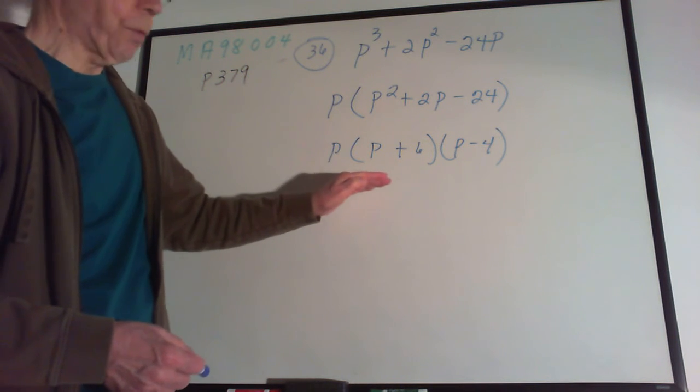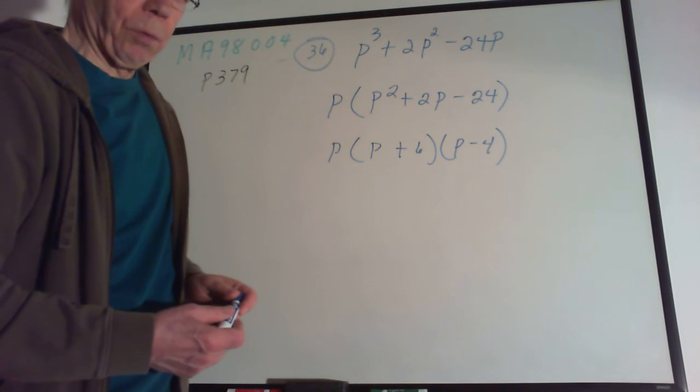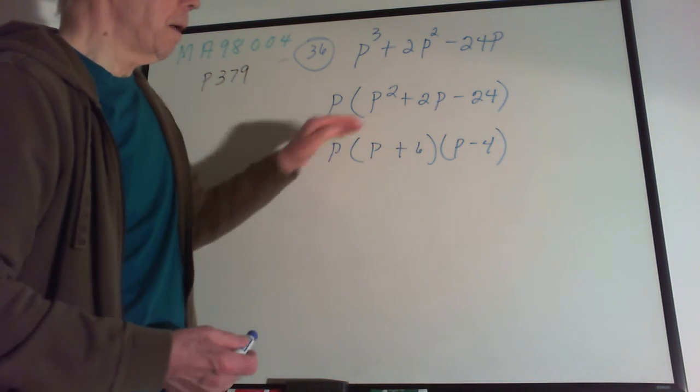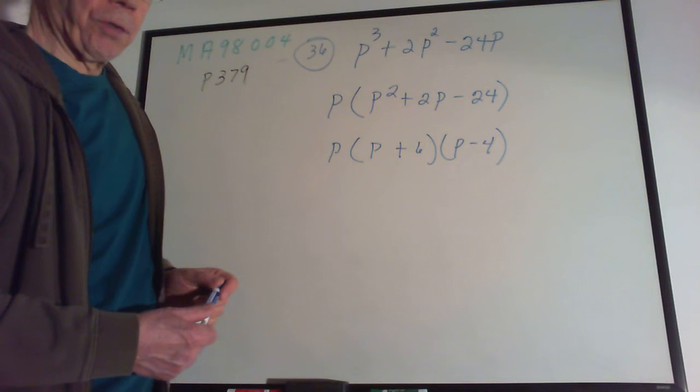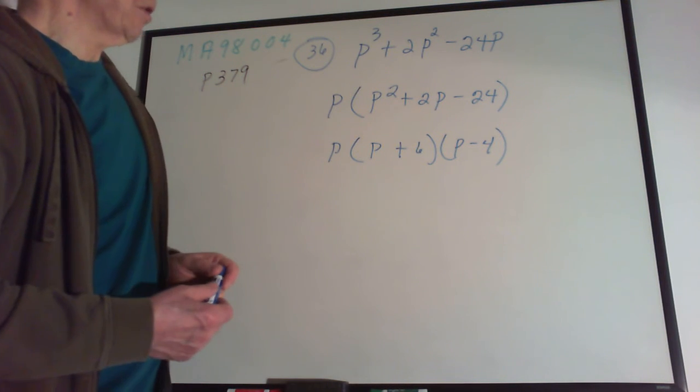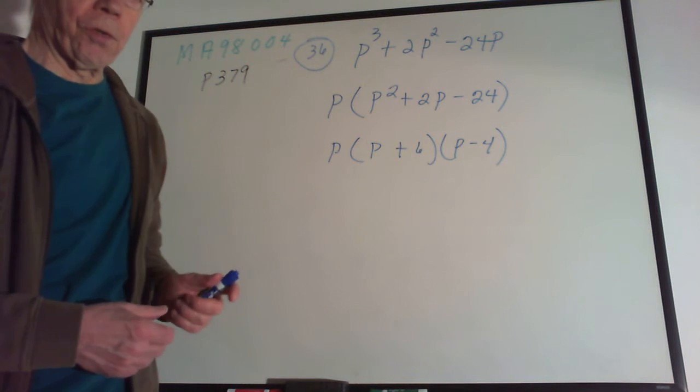You can check your work by multiplying it back out. If I multiply these two together, I end up with p squared plus 2p minus 24. Multiplied by p, I'll end up with p cubed plus 2p squared minus 24p.